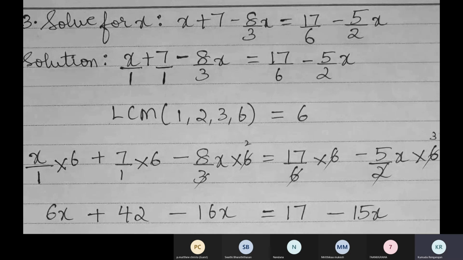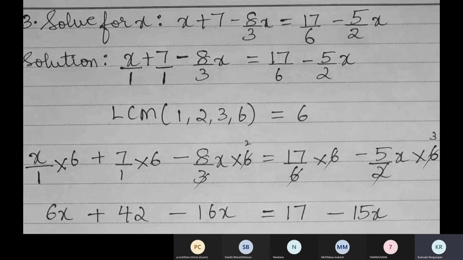And so you know the denominators, and the LCM of the denominators is 6. What do we do after finding the LCM? Ma'am, we multiply the lowest common multiple with x by 1, plus 7 by 1, 8 by 3x and 17 by 6. Okay, now just put that in words. We multiply, class, all of you. Ma'am, we multiply all the fraction terms with the 6, LCM, ma'am. Correct. All the terms with 6.